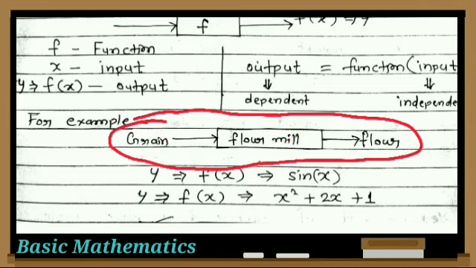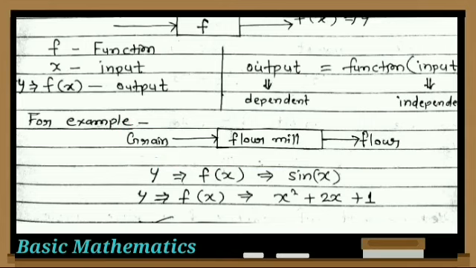How? Grain may be anything, it may be wheat or millet or any other grain, but flour is the dependent term because as we provide the grain, according to the grain we get the output in the form of flour. So flour is the dependent term and grain is the independent term. I hope you get it. Now we move further.